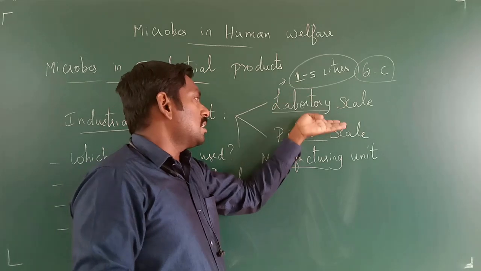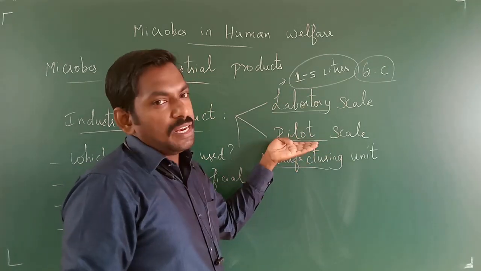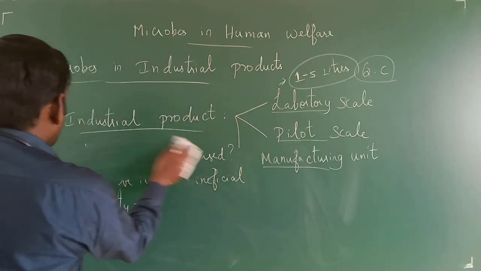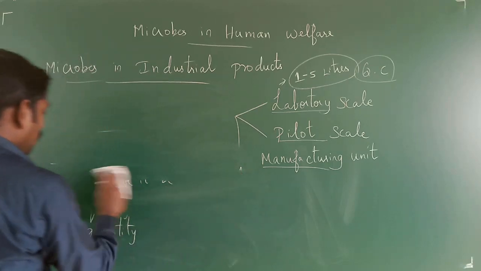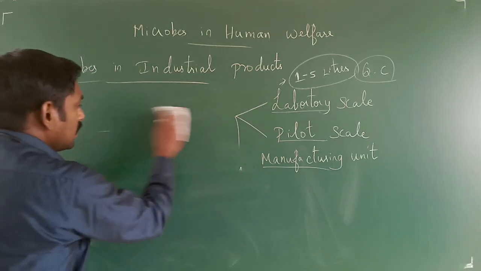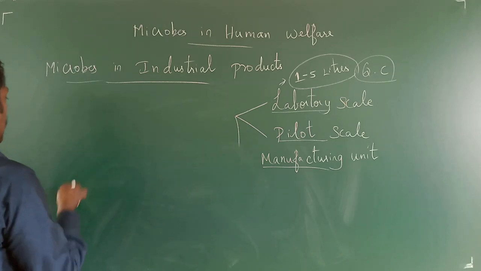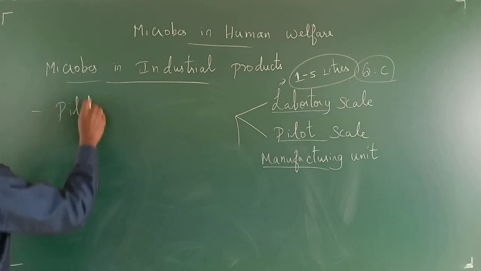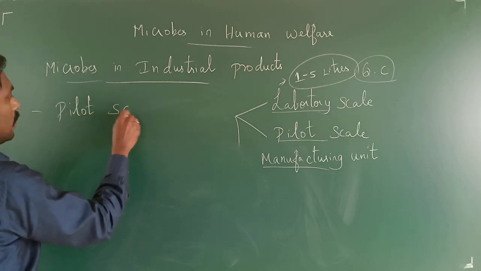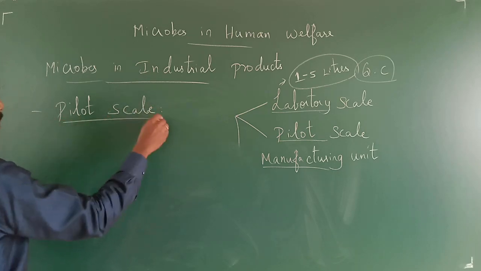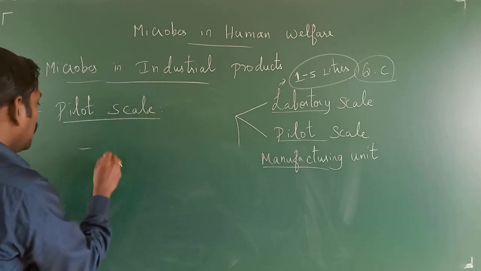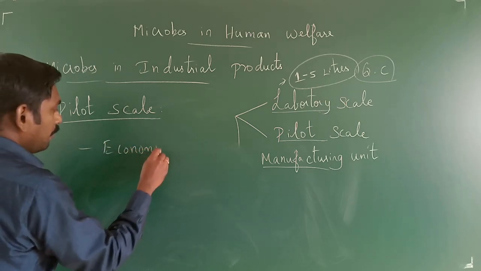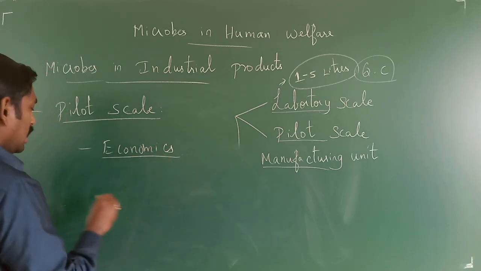Once it is successful in the laboratory scale, they will take it into the pilot scale, right? In the pilot scale, you will have the same products, and the same process of the laboratory scale will be followed, but they will be producing in higher volumes. In the pilot scale they will be using 10 to 100 liters volume. Here especially the economics will be studied. So what will be the economics?